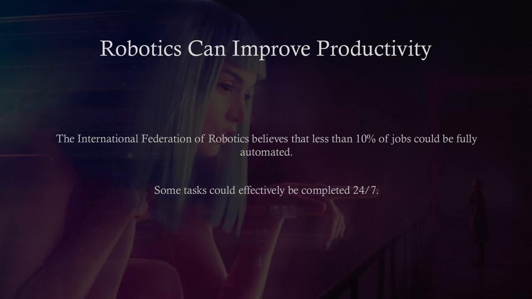So it is both interesting and scary to see that robots are already taking human jobs. Like in the last video, there are robots that are doing the job that people in Amazon warehouses used to do. A lot of people are already scared that robotics is gonna take the human place, but actually that is not completely true. The International Federation of Robotics believes that less than 10% of jobs could be fully automated.